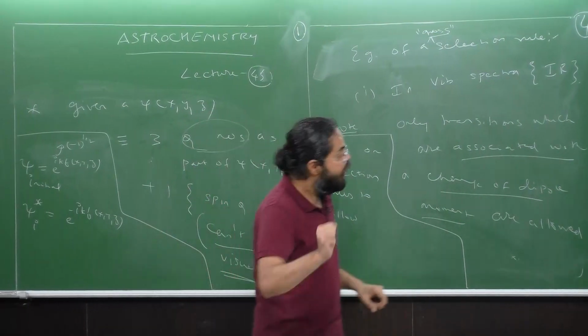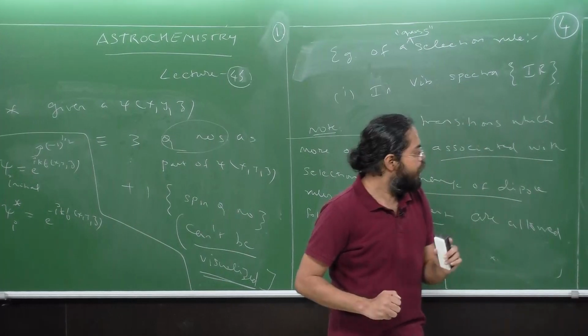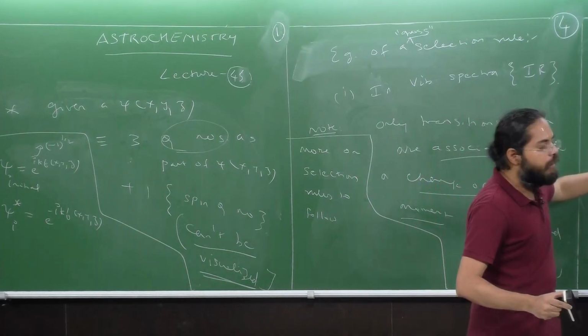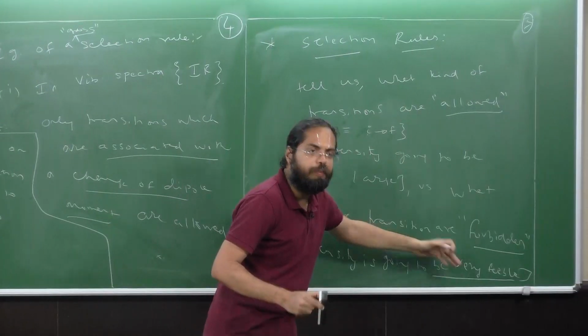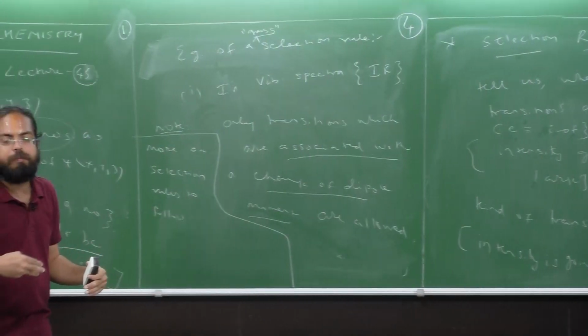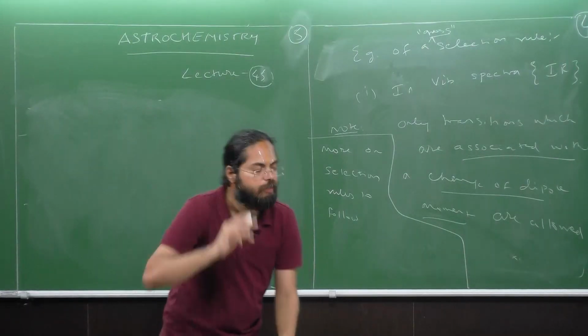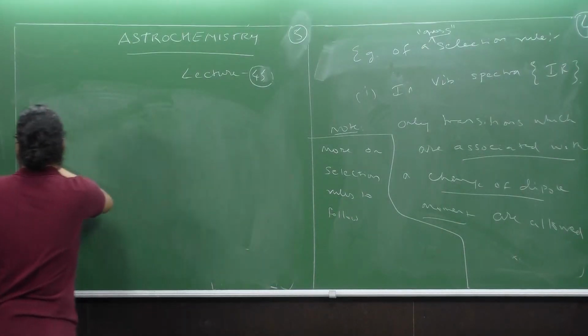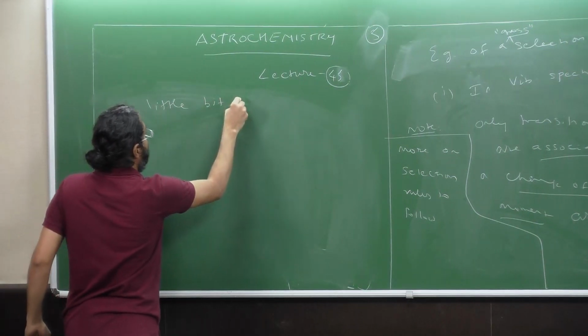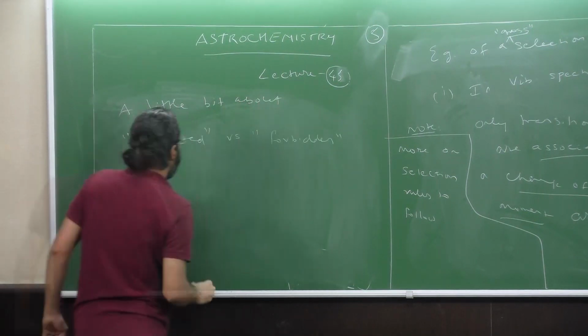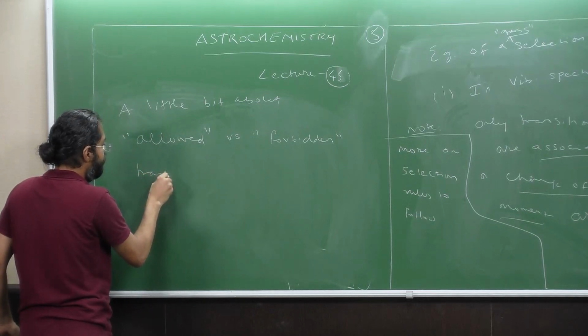Now see, we already see two types of transitions, the allowed transitions and forbidden transitions. Let me elaborate about them a bit now, a little bit about allowed versus forbidden transitions.